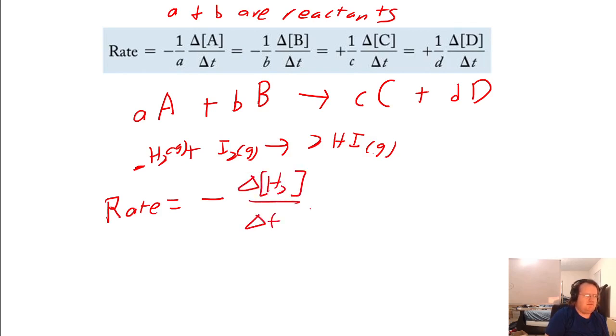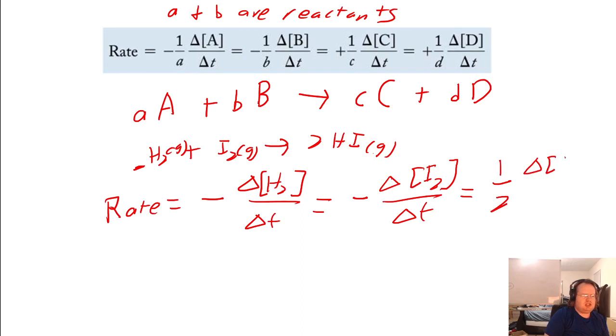over the change in time is equal to the negative, again, iodine just has a 1 in front of it, so it's going to be negative change in iodine over change in time is equal to, and then we have the HI one. So this one now there's a 2, but it's on the product side, so it's got a plus in front of it rather than a minus. So it's 1/2 the change in HI over change in time. So what this means is if you know any one rate, you can compare it to all the others, as well as the overall rate of the reaction.